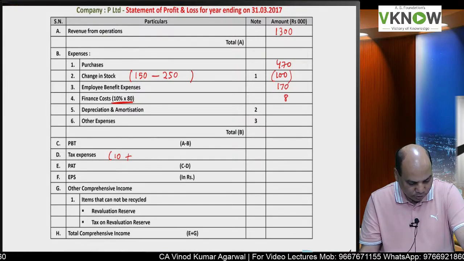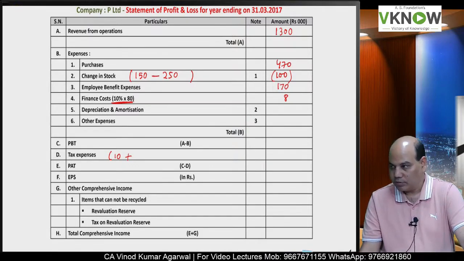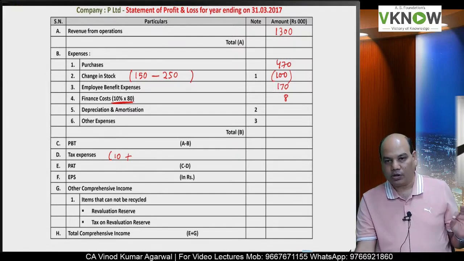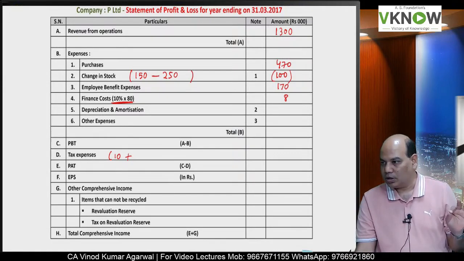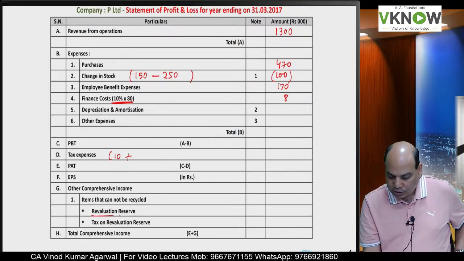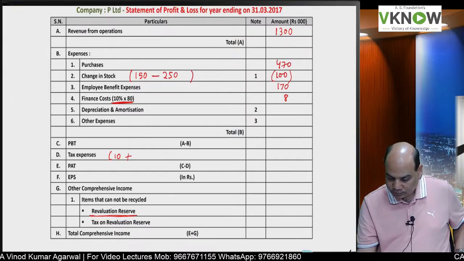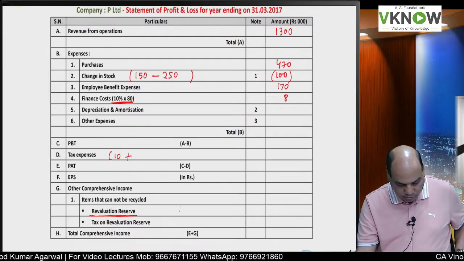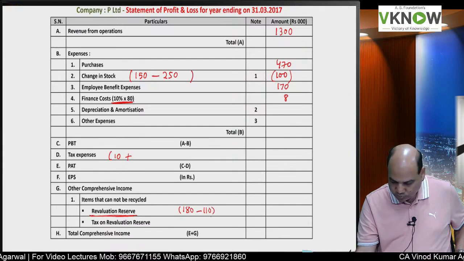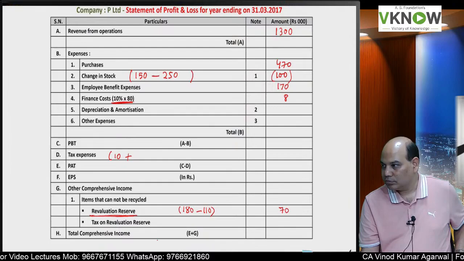But before that, I will go to adjustment number 7. Land has been revalued at 180. So the entry for revaluation of land will be land account debit to revaluation reserve. Revaluation reserve will come under OCI here. How much is that? 180 minus 110, 70.